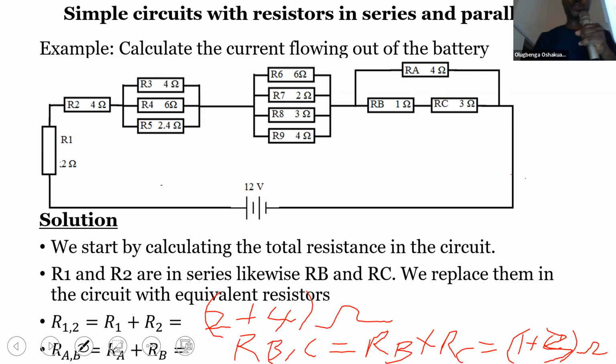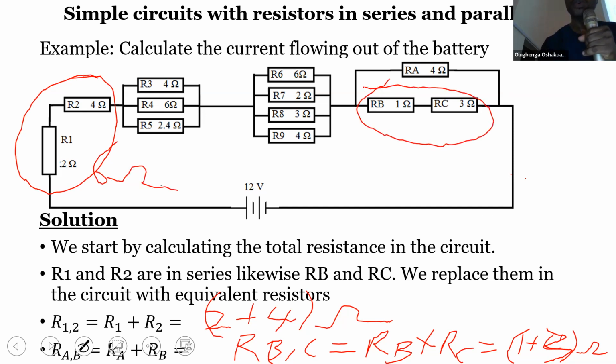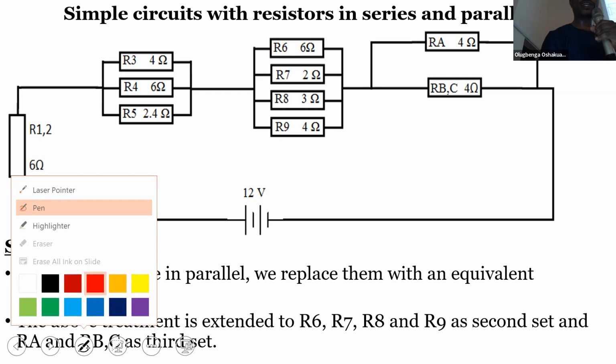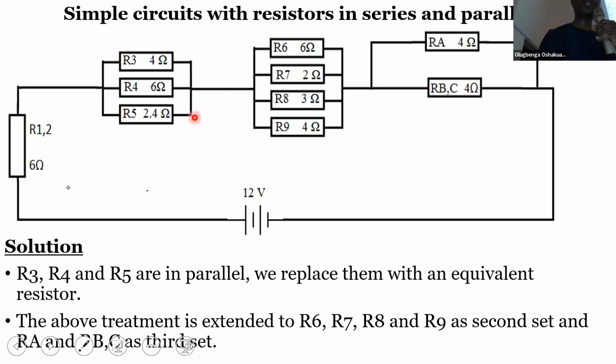So we should be ready to replace this with a 6 ohm resistor, and these two with a 4 ohm resistor. And that takes us to the next slide, where you can see we have a 6 ohm resistor now labeled as R12, and a 4 ohm resistor labeled as RBC. Then resistors R3, 4, 5 would be treated as parallel, 6, 7, 8, 9 parallel, RA and RBC.